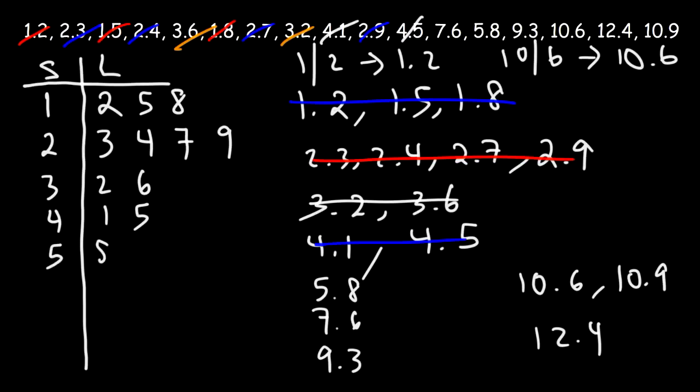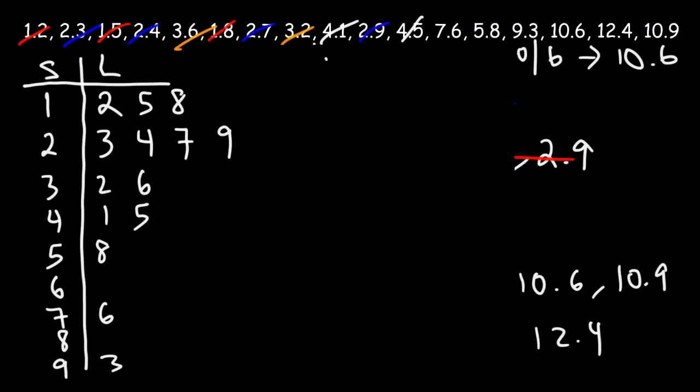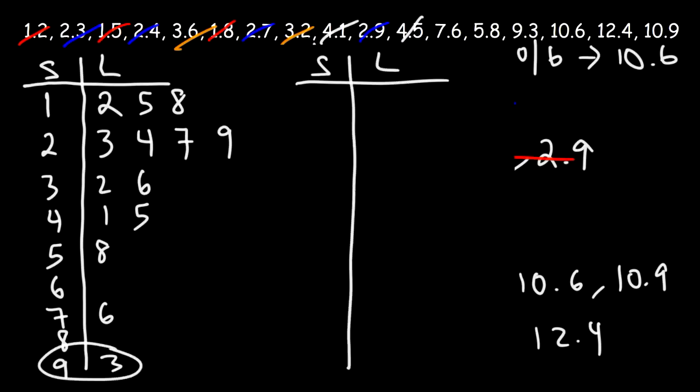After that, we have 5.8. Now, we don't have anything between 6 and 7. So we're going to write a 6, but we're not going to write anything in this column. Next, we have 7.6. There's nothing between 8 and 9, and then we have 9.3. Now, granted, I'm running out of space, so I'm going to continue what I have here. So this should go below 9.3.